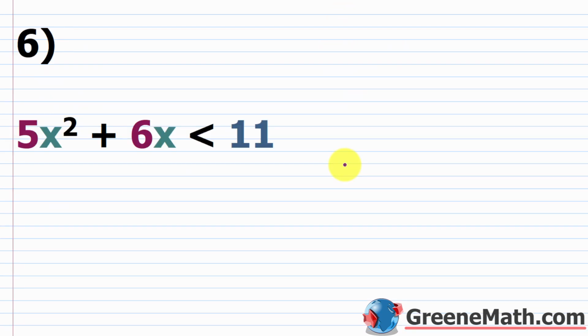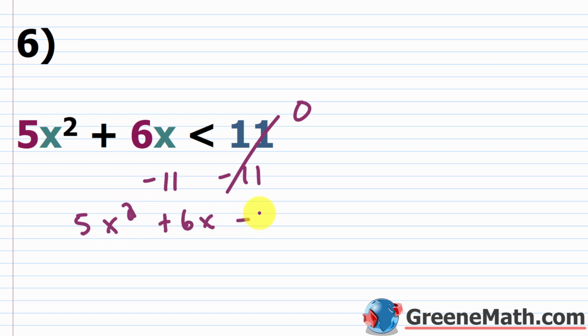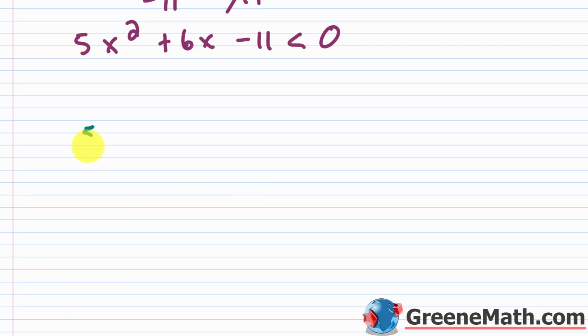All right, let's take a look at problem number 6 now. So we have 5x squared plus 6x is less than 11. And again, I'm just going to subtract 11 away from each side of the inequality. Cancel that away and put 0. So let's write this as 5x squared plus 6x minus 11, and this is strictly less than 0. Okay, so down here, I'll just write 5x squared plus 6x minus 11 is equal to 0.